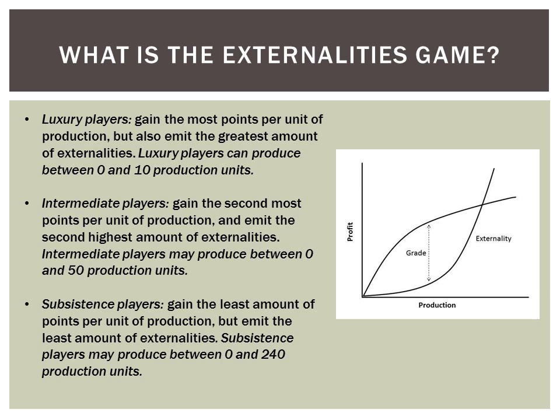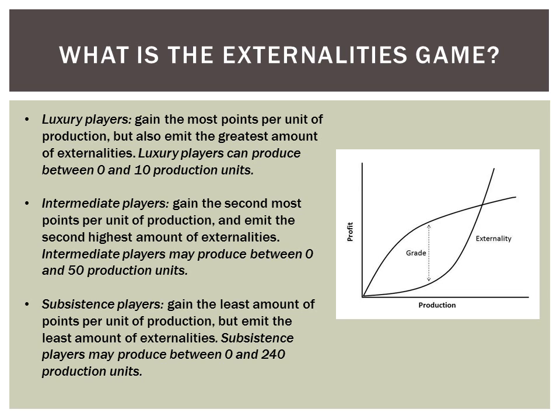If you haven't been already, you will be randomly assigned one of 3 producer roles, either luxury, intermediate, or subsistence. Each role produces individual grade points and externality points differently according to the descriptions here. Luxury players gain the most points per unit of production, but also emit the greatest amount of externalities. If you're a luxury player, you can produce between 0 and 10 production units. Intermediate players gain the second most points per unit of production and emit the second highest amount of externalities. If you're an intermediate player, you can produce between 0 and 50 production units. Finally, subsistence players gain the least amount of points per unit of production, but emit the least amount of externalities. If you're a subsistence player, you can produce anywhere from 0 to 240 production units.